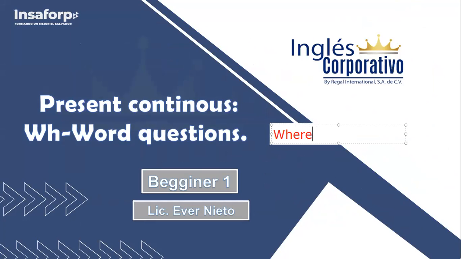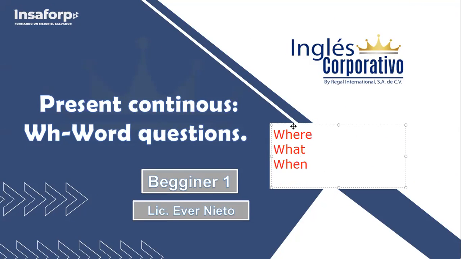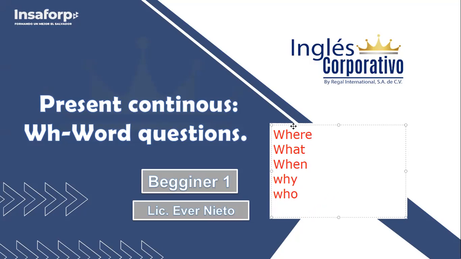Where is one. Where? What? When? Why is another. Where, what, when, why, who? And also we have how. Where, what, when, why, how, which. Which. So tonight we're going to study some of them.